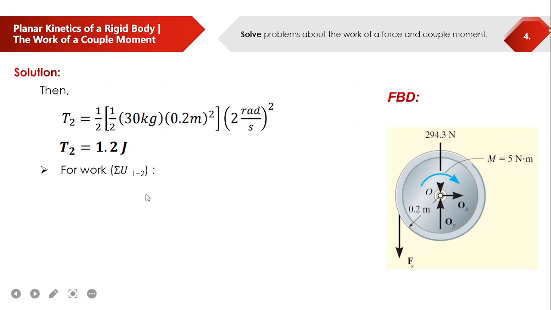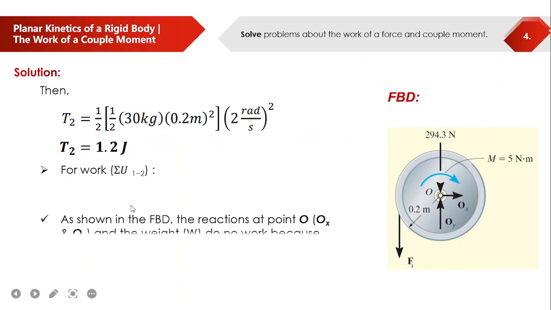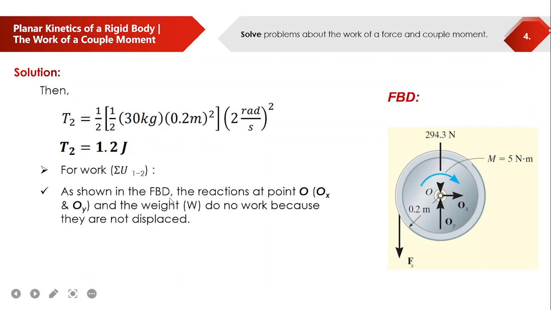Now, for work naman, kasi nga, we have three unknowns na kailangan natin alamin para magamit natin yung principle of work and energy formula. We have your T sub 1 na kuha na natin na 0 siya kasi nga starting from rest. And we also solved for the T sub 2, we have your 1.2 joules and the only thing left is the work or the total work done on the disc, right? So as shown in the figure, sa FBD natin, the reactions at point O, O sub X and O sub Y, and the weight W do no work because they are not displaced.